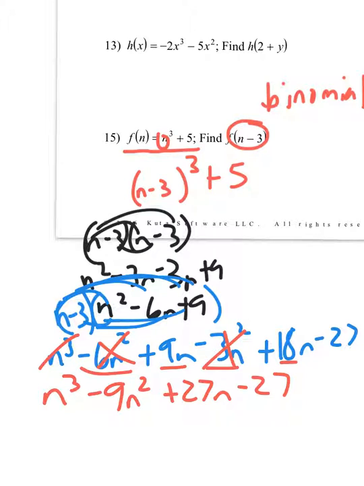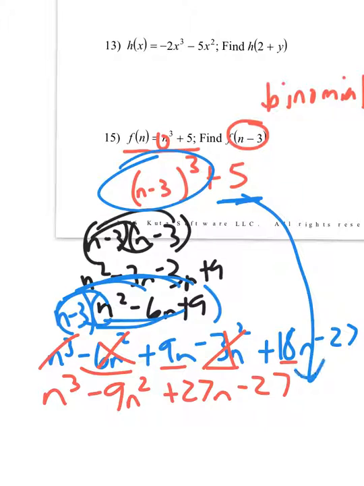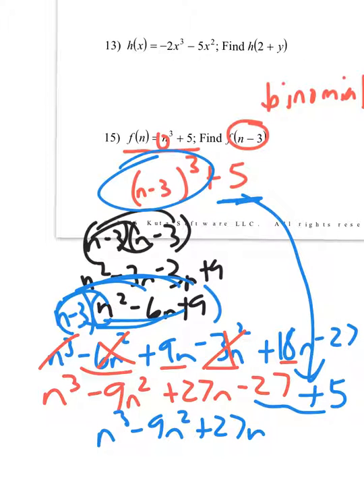Okay. Now, don't forget, back up here, that was my n minus 3 binomial cubed. Well, now I have to add 5 to this. So this 5 ends up adding to what we got when we cubed n minus 3, or multiplied it together 3 times. So I'm basically able to combine those. So it's n cubed minus 9n squared plus 27n. And then when I put negative 27 and 5 together, it's negative 22.